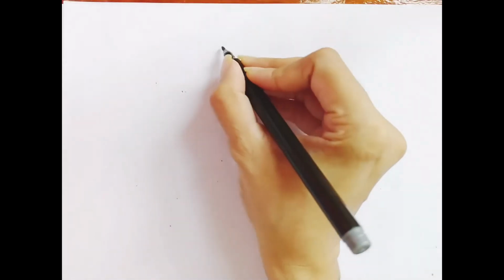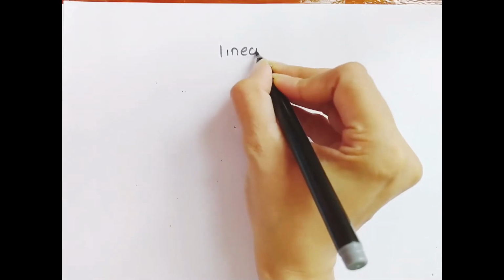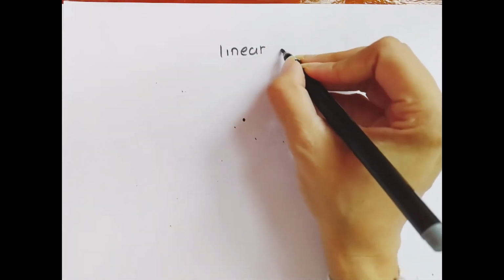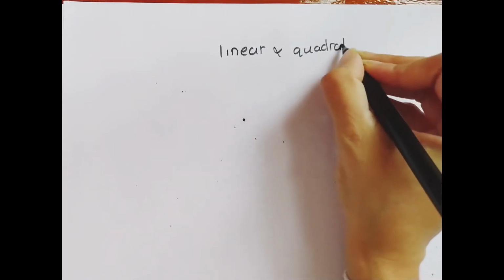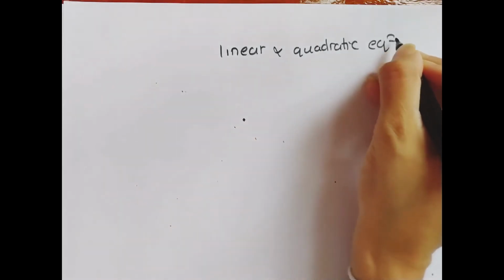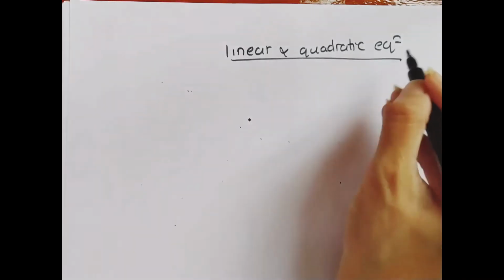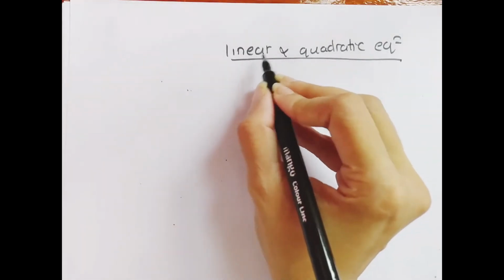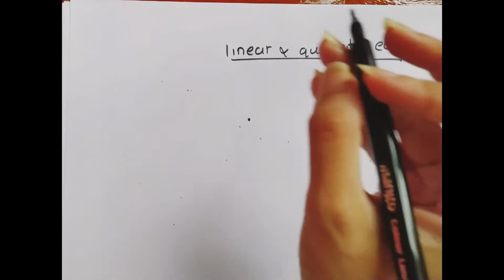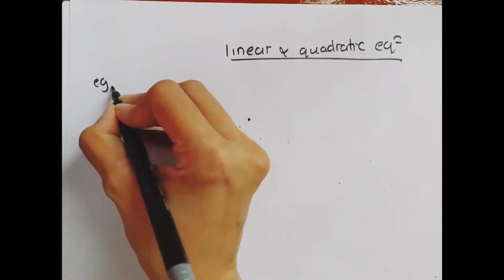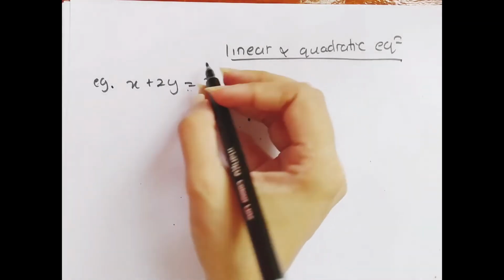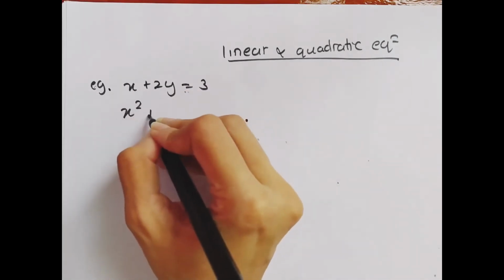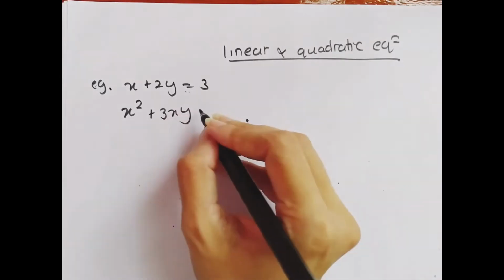This video will explain how linear and quadratic equations can be simplified. So how are we going to solve a linear and quadratic equation? I'll take an example: x + 2y = 3. Another one: x² + 3xy = 10.